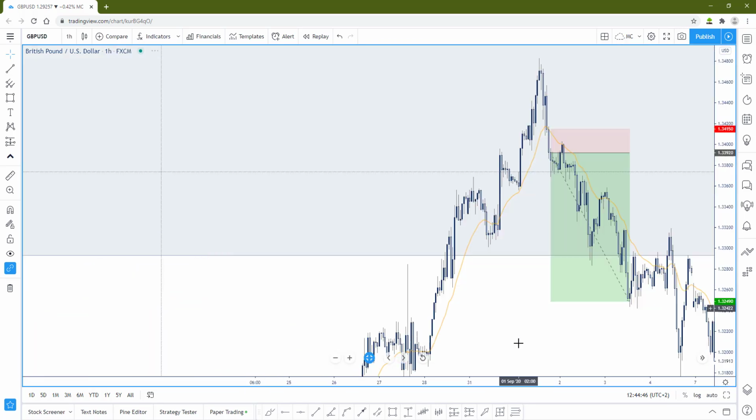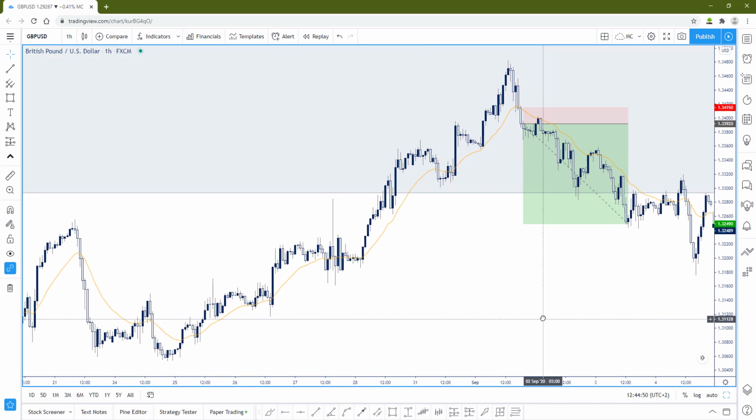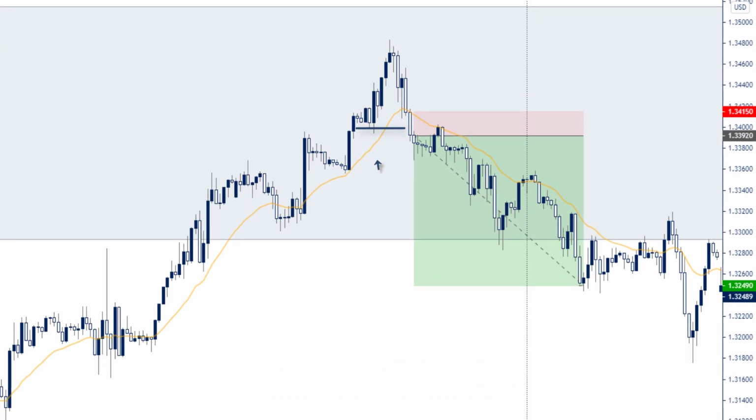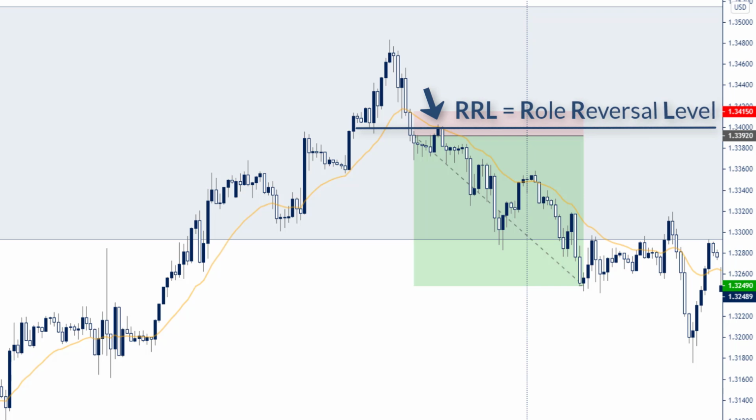So this is when he went down to the 1-hour chart, and that's where he saw this bullish trend here and this strong sharp reversal on the 1st of September, where price cleared this previous area of support, closed below, and also held below. And as you can see, this area of previous support, now that it got broken, started acting as resistance, which we call an RRL, which is a role reversal level. So meaning that the level flips its role from support to resistance in this example.